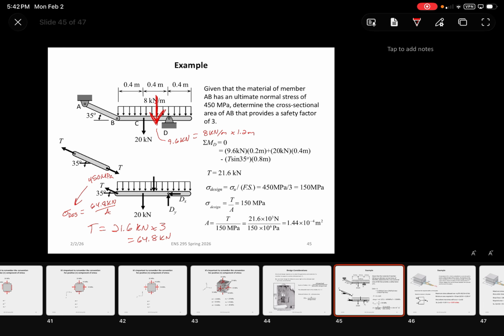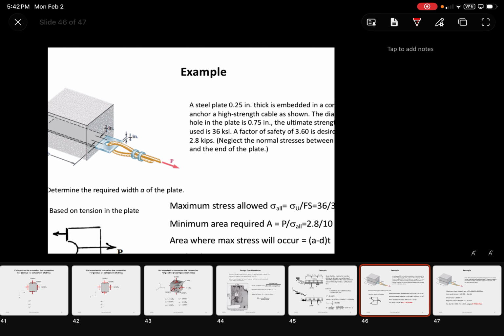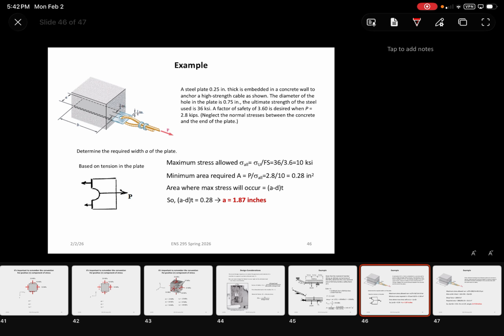Nope. All right. Last step. I'm not even going to bother trying to hide it anymore. I give up. All right.